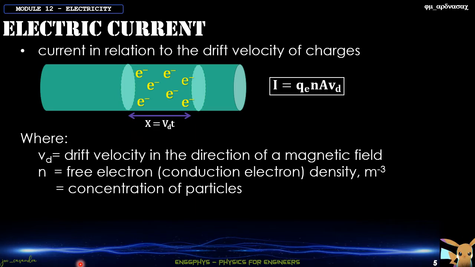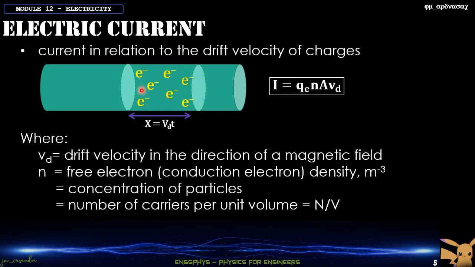And this is simply defined as the concentration of particles in a section. So how many, or how dense our area is with electrons. So it's the number of carriers per unit volume. So it could also be computed as the number of electrons divided by the volume.